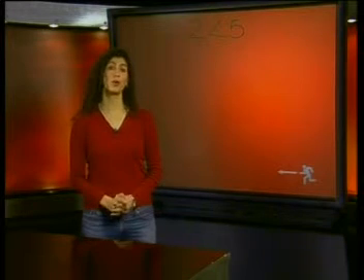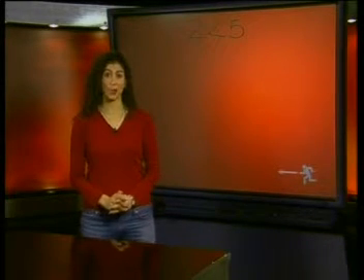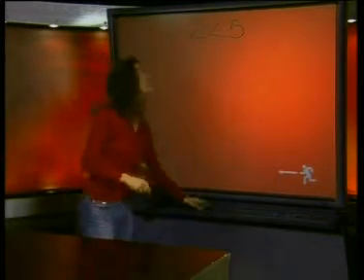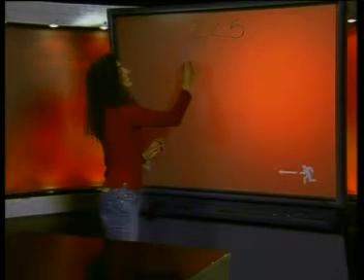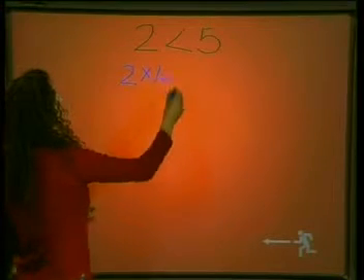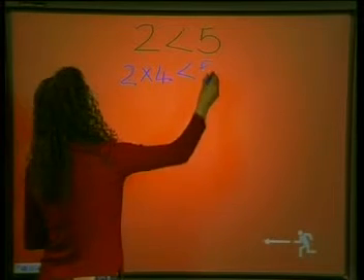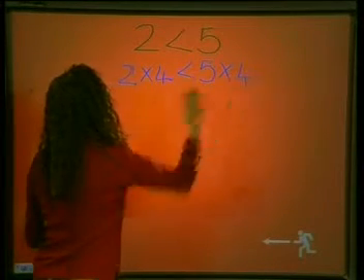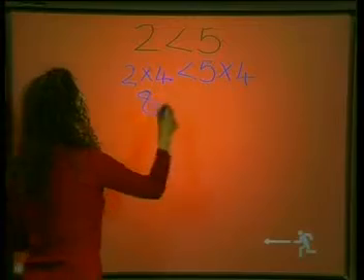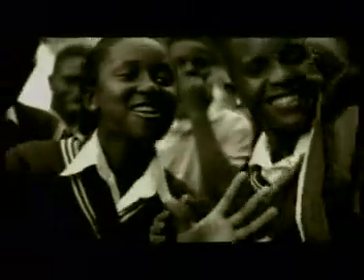Now, what happens when we multiply both sides by 4? So we have 2 less than 5, and now we're going to say 2 times 4 is less than 5 times 4. So we get 8 is less than 20. And yes, that is still true.